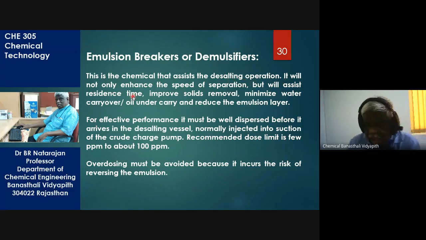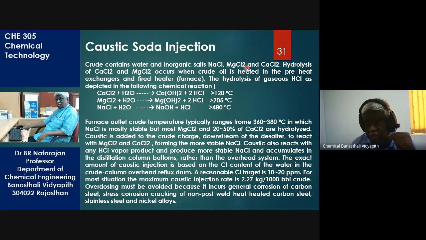It will enhance the speed of separation, reduce the residence time, and improve solids removal, etc. And these are added in very small quantities, just a few ppm to 100 ppm. Overdosing must be avoided because it incurs the risk of reversing the emulsion. Emulsion means the impurities gather and come out as a foam-like layer. Then caustic soda injection. This is a very commonly used one.